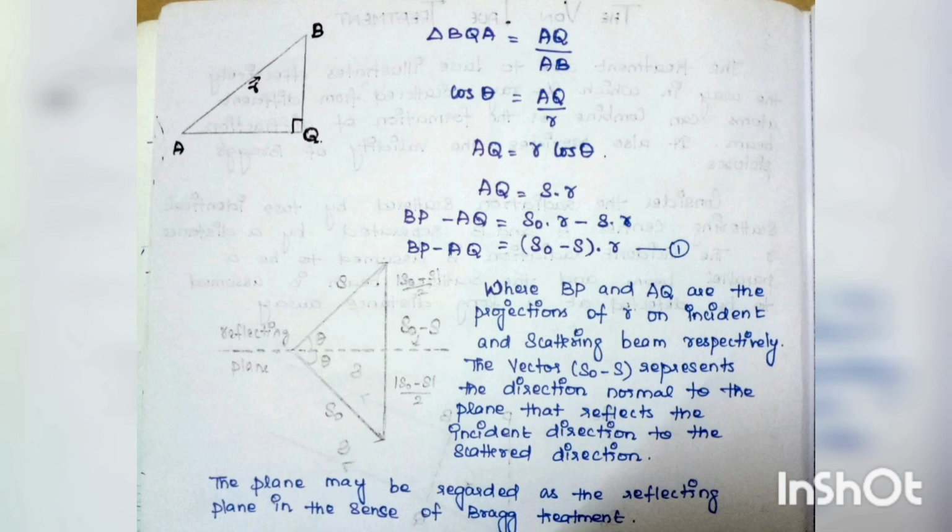Suppose we take the first half of the triangle, which is represented by modulus of S naught minus S divided by 2. For this triangle, sin theta will be equal to modulus of S naught minus S divided by 2, and the whole divided by modulus of S. Already we know that modulus of S is the unit vector, therefore sin theta will be equal to modulus of S naught minus S divided by 2, or the modulus of S naught minus S will be equal to 2 sin theta only.